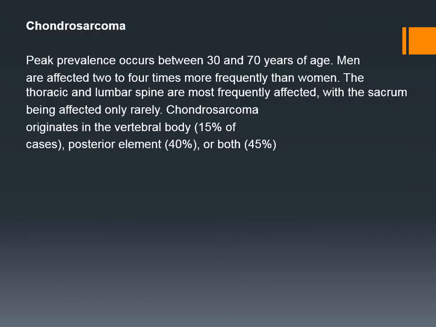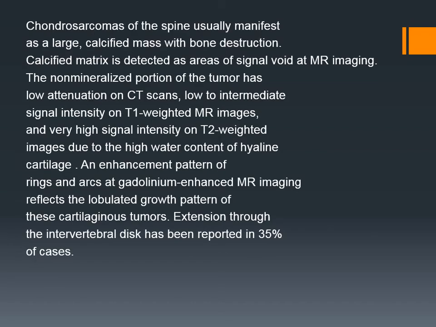Chondrosarcoma peak prevalence occurs between 30 and 70 years of age. Men are affected 2 to 4 times more frequently than women. The thoracic and lumbar spine are most frequently affected, with the sacrum being affected only rarely. Chondrosarcoma originates in the vertebral body in 50% of the cases, the posterior element in 40% of the cases, or in both vertebral body and posterior element.